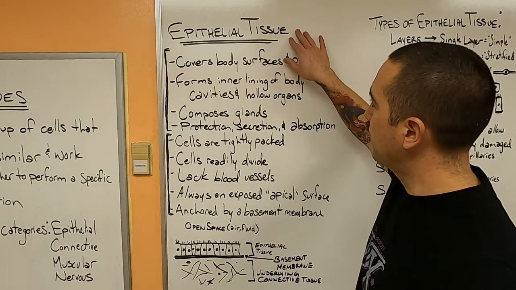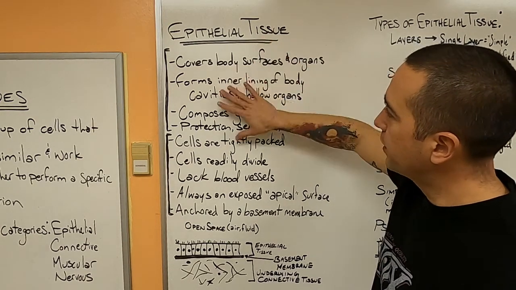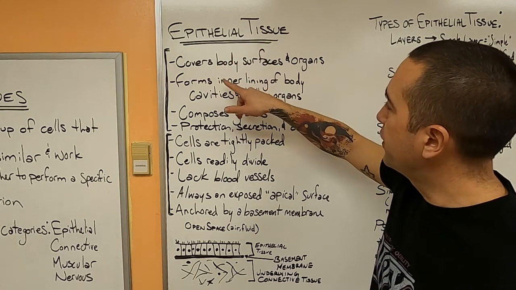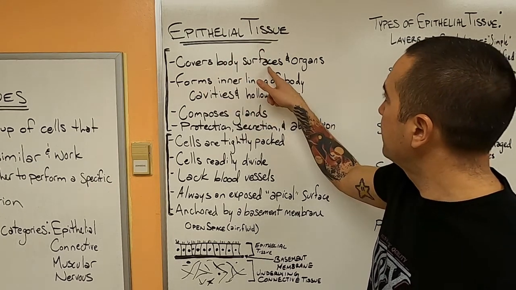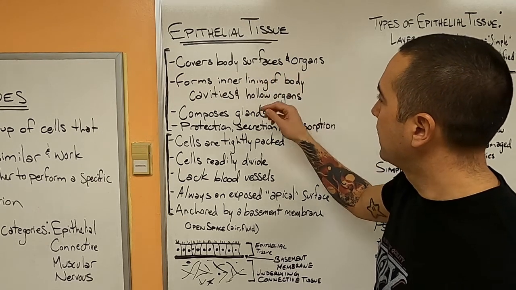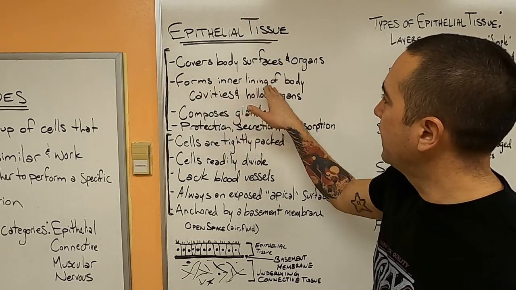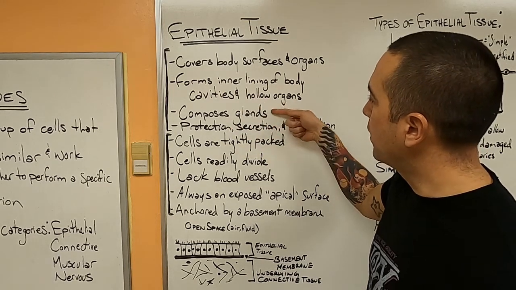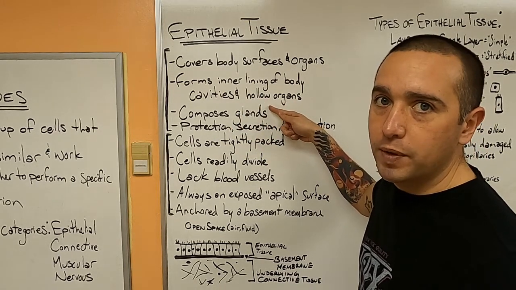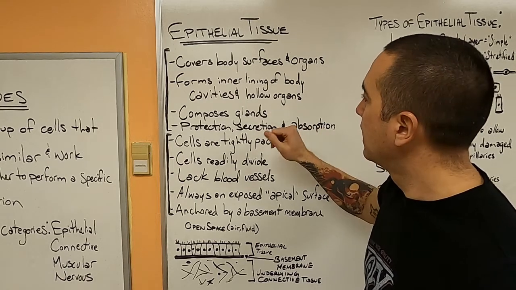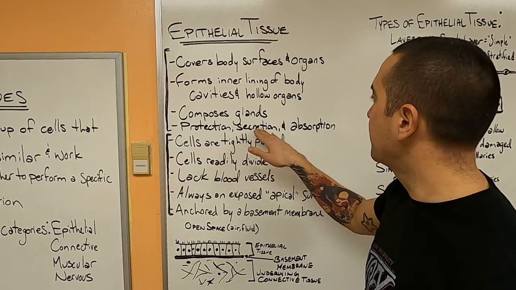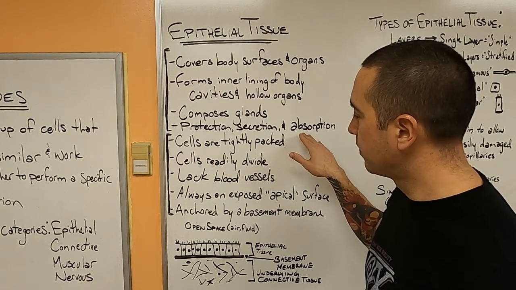Now for today's focus, epithelial tissue. These are the general functions and where it's located. Epithelial tissue covers body surfaces and organs. It also can form the inner lining of body cavities and hollow organs. It composes things called glands, which we'll focus on at the end of this. And its function is to protect, to secrete things, or to absorb things.